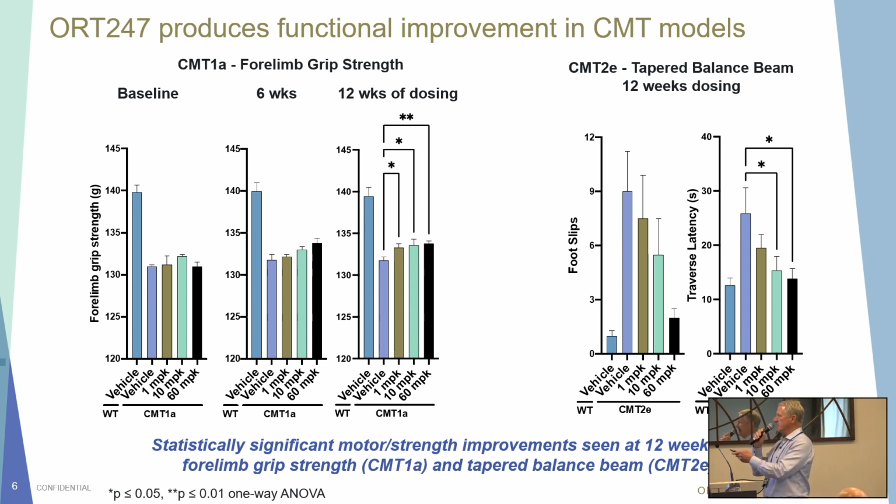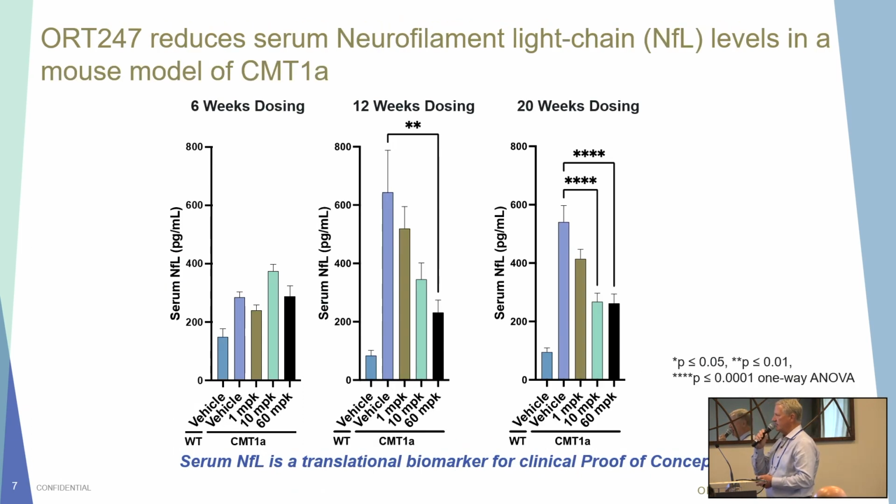And then here in the 2E model, in the tapered balance beam, we have a significant or a trending effect on foot slips and a significant effect on traverse latency. And then here's serum NfL, and this is in the 1A model. I can say in the 2E model, it works just the same as this, but this picture is a little more dramatic, so I chose it. You can see a trending, but not a significant, effect at 6 weeks, but a clearly significant effect at the high dose at 12 weeks, and then at the two higher doses, in fact, at the 20-week dosing point.